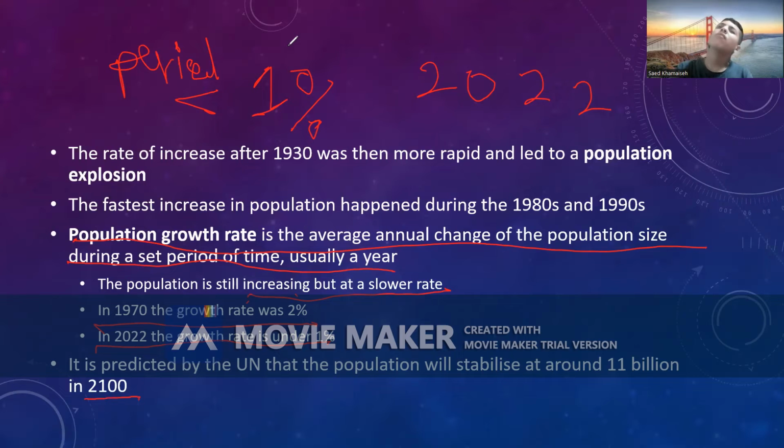But in 2100, maybe after 78 years, the UN, United Nations, predicts that the population will increase to reach around 11 billion, near to 11, around here. Okay, so that is predicted by the UN. This is important.